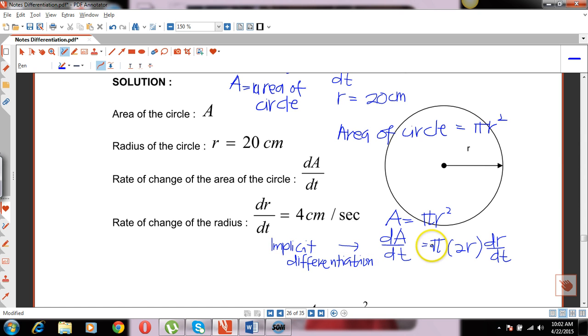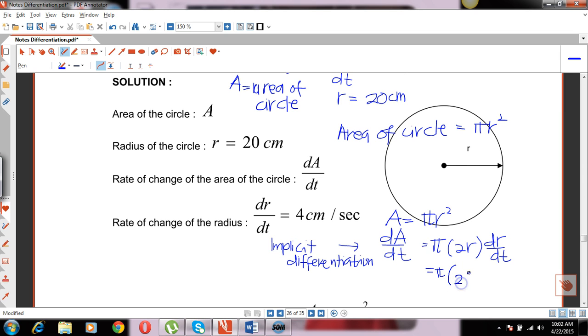Okay, so we have dA over dt equal to pi times 2r times dr over dt. Pi here is a constant as usual. And then r, given from the problem, is 20 cm. Then this is step number 7: we have to substitute the information given.